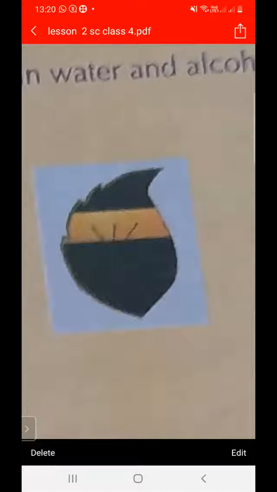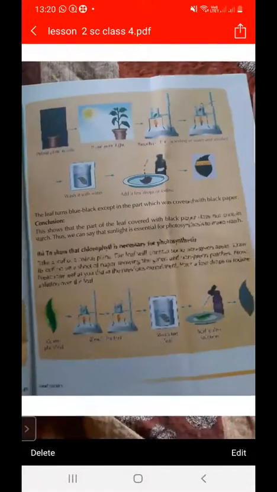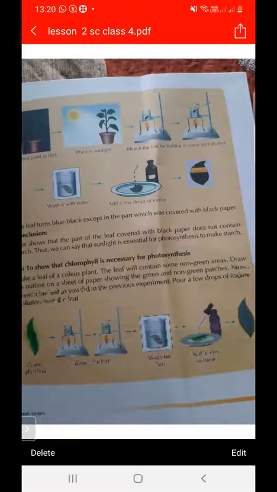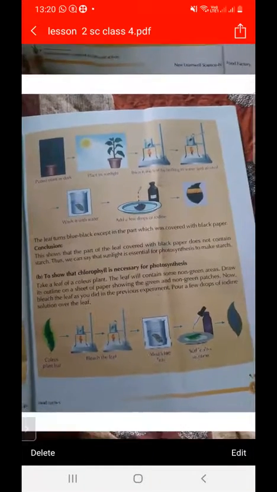This shows that this part contains chlorophyll, and that sunlight is essential for photosynthesis to occur and make starch. And what do you mean by starch? Starch is food. So for the making of food, sunlight is very necessary.